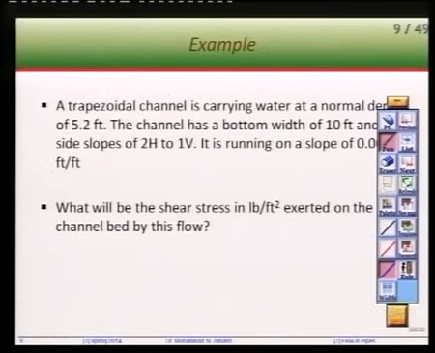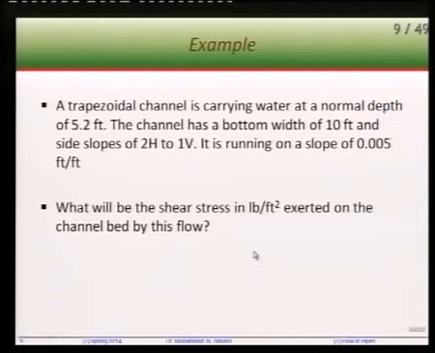Let's take another example now. A trapezoidal channel is carrying water at normal depth. Now, we have a new word. I'm happy to have this example here because this is kind of an introduction to one of the chapters that we are going to come across in this course. Normal depth.